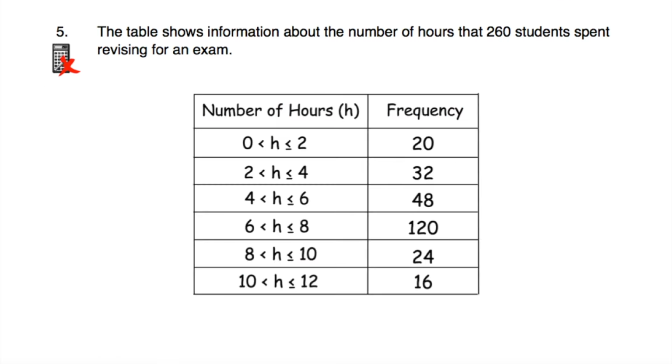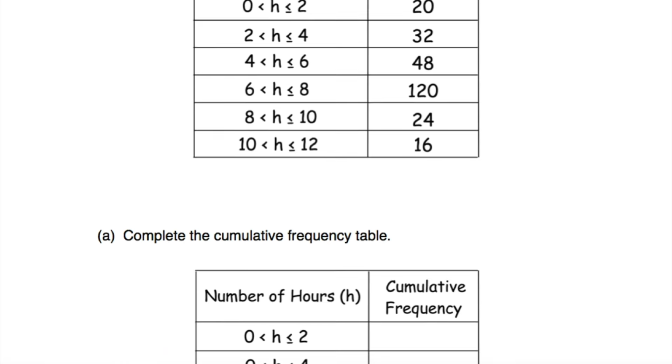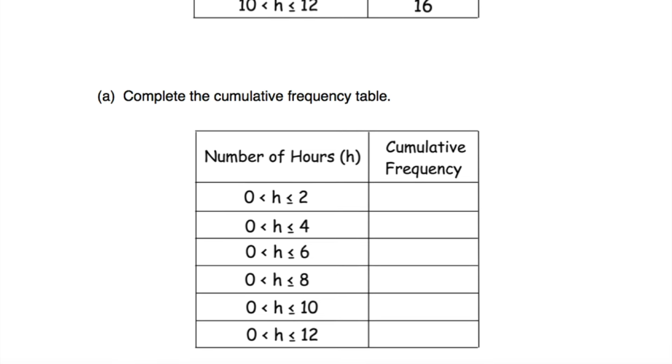Okay, let's look at our next question, question number 5. It says the table shows information about the number of hours that 260 students spent revising for an exam. So here we've got the frequencies, so 20 students spent between 0 and 2 hours, 32 between 2 and 4, and so on. And then if we go on down, we've been asked to complete the cumulative frequency table.